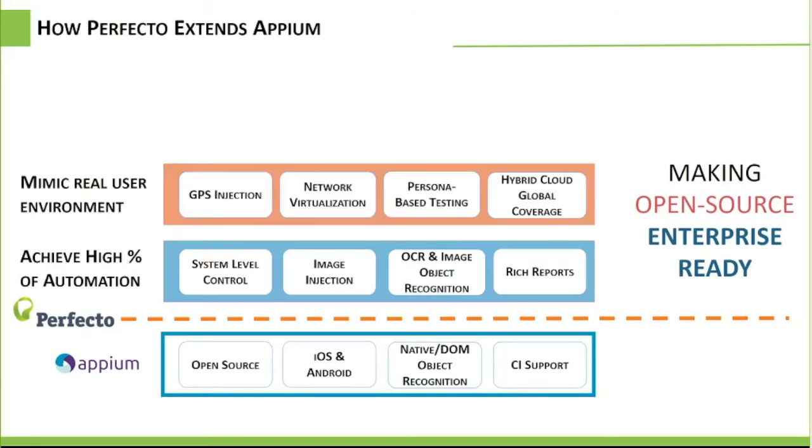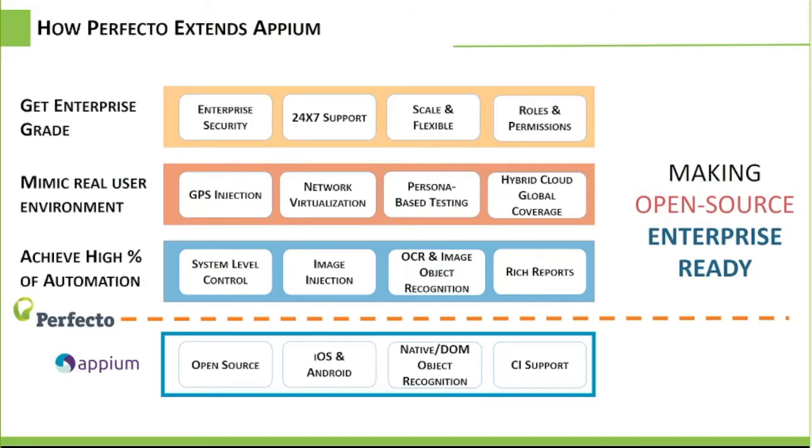We also added capabilities to mimic real user environments, such as GPS injection, network virtualization, persona-based testing. I'll talk about this specific aspect of it in more detail because it's very important. And then we'll also provide the hybrid cloud with global coverage. So the hybrid cloud component basically means that you can run our cloud in our data centers, or you can run your cloud in our data centers, or on customer premises, as well as a hybrid type of setup.